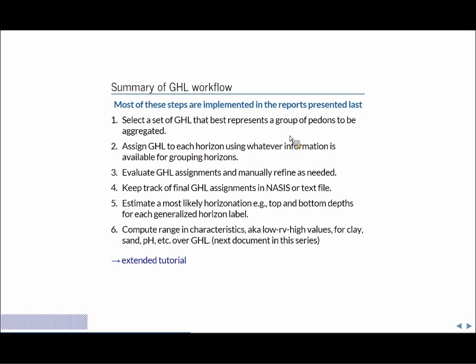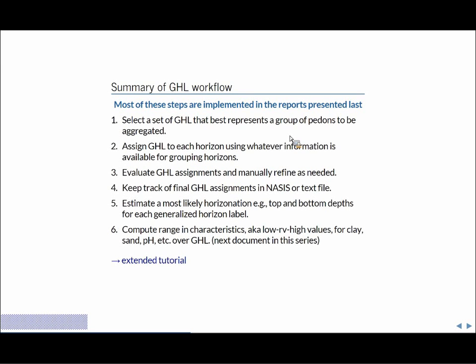Second would be to assign the labels, the GHLs, to each horizon, looking at whatever data we need to look at and comparing that data across those generalized horizon labels. Then we're evaluating these assignments, and we can tweak them manually. One thing I want to stress in this process is that there's a lot of user control.